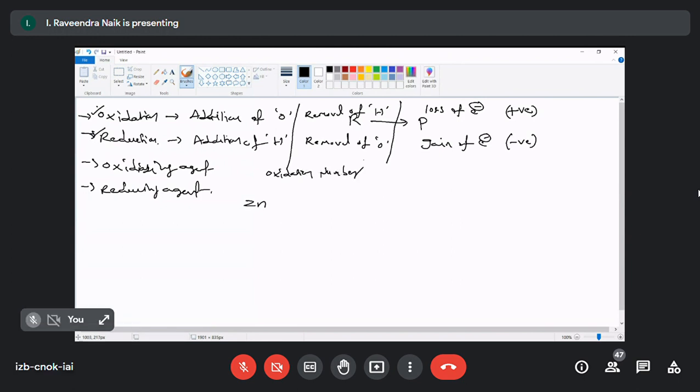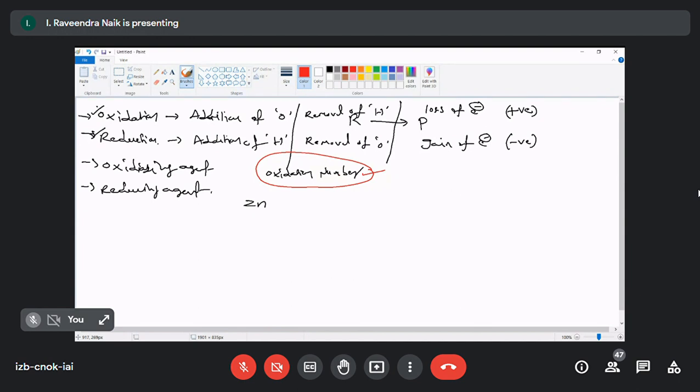Oxidation number. Here we already know how we can find the oxidation number. Last class we discussed it, and in various compounds we find oxidation numbers. Next, in a given equation, it can be an equation or a statement. Whatever is given, first we have to form the equation and write it down.